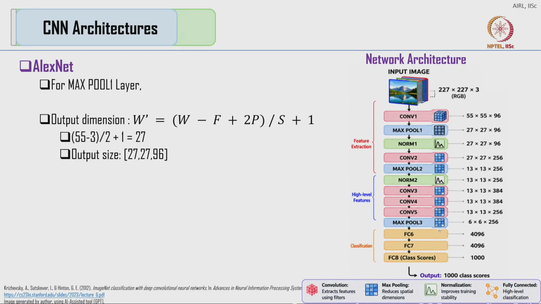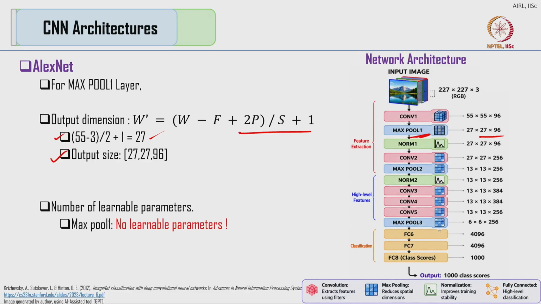Now for the max pool layer, which is the layer just after the conv1 layer, the same formula could be used for the output dimension. The output dimension is (55 minus 3) divided by 2 plus 1, which is 27. Now the output size of the max pool operation is given as 27 cross 27 cross 96.